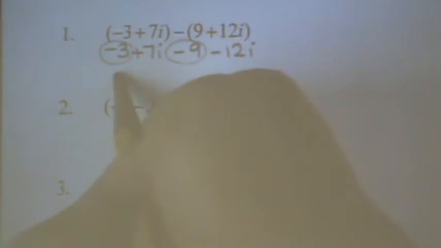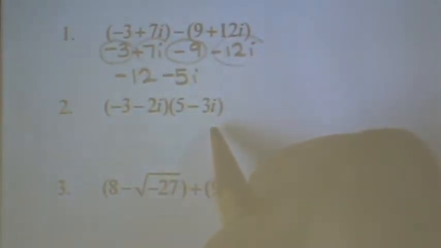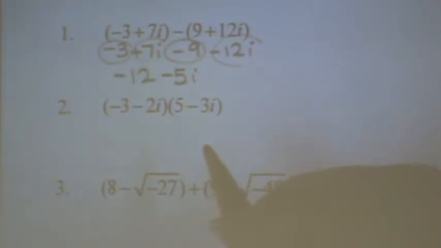And now you want to add the real parts. These are the two real parts, so that's -12. And add the two imaginary parts, and you get -5i. Now, the answers have to be in standard form. This is your A plus BI form. Does everyone understand? All answers in standard form.